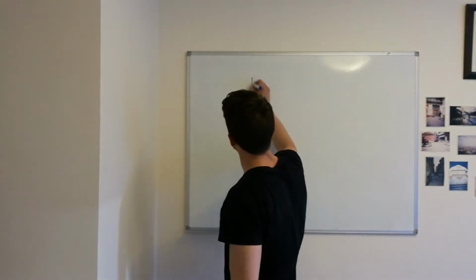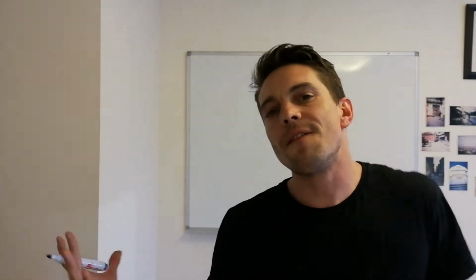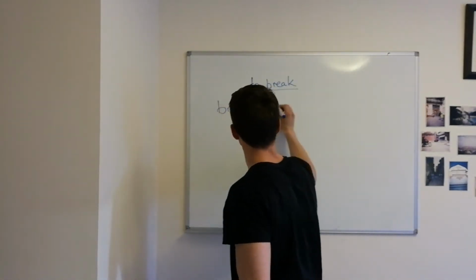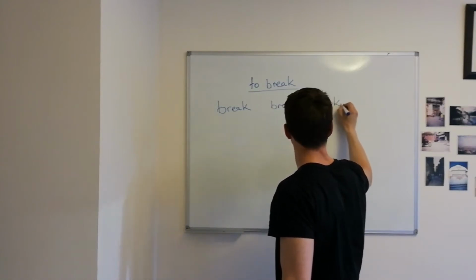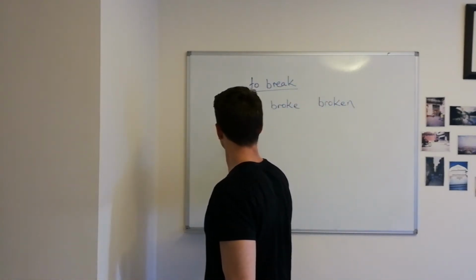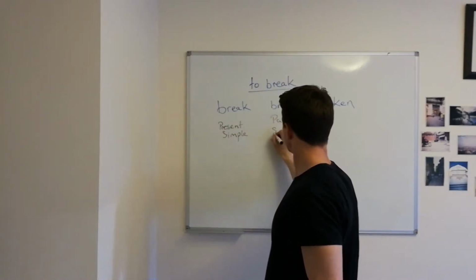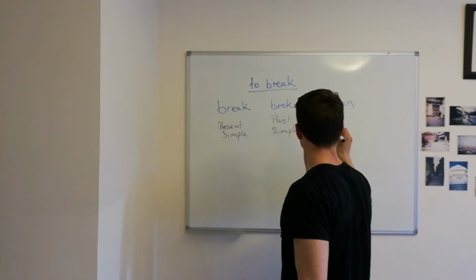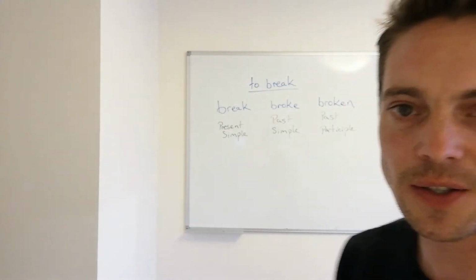If you take a verb like, for example, break, to break. With this verb we have three forms. We have the present simple, we have the past simple, and we have the past participle. So let's write that in. Present simple, the past simple, and the past participle. So they are the only three forms that we have of this verb.